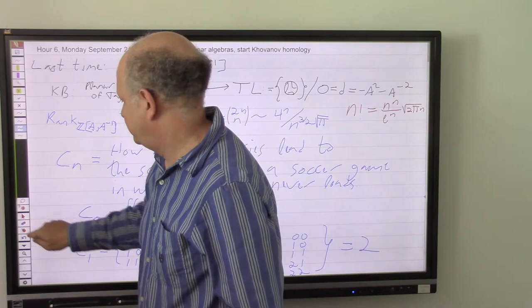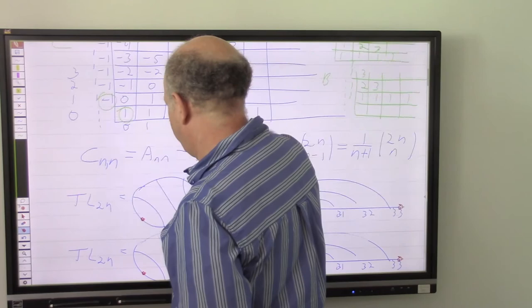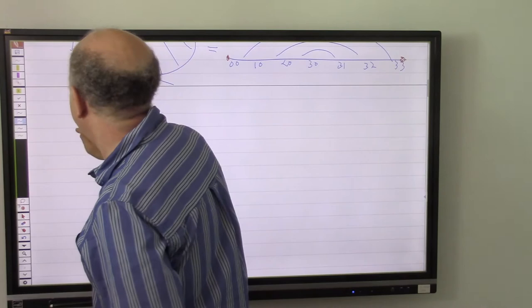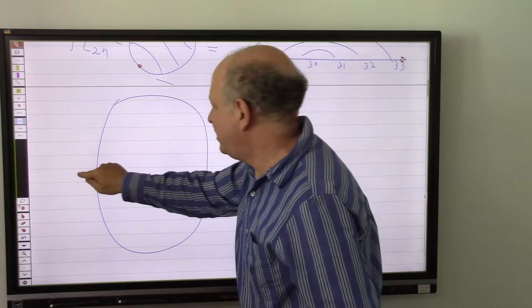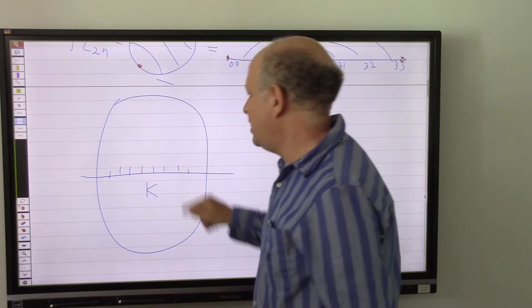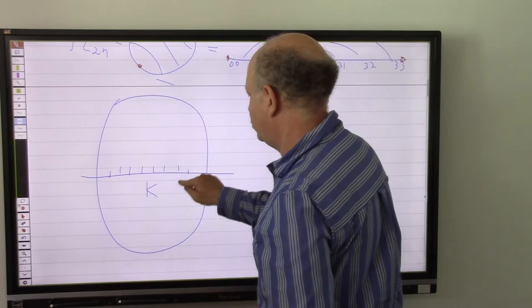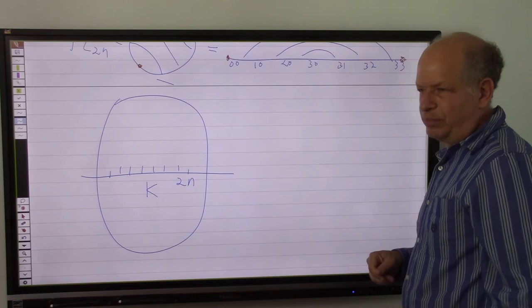So, by the way, back again about the complexity of computing the Jones polynomial, or more precisely, the Kauffman bracket. Suppose you have a knot K, and suppose that at the widest point, the width of the knot, namely the number of strands that cross through, is 2n. So how hard will it be to compute this knot?